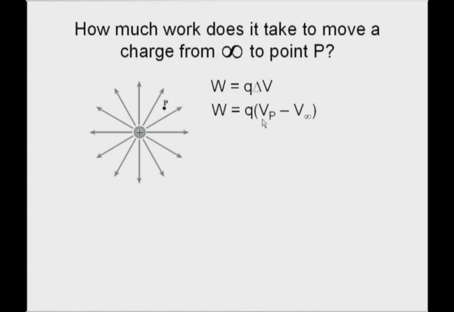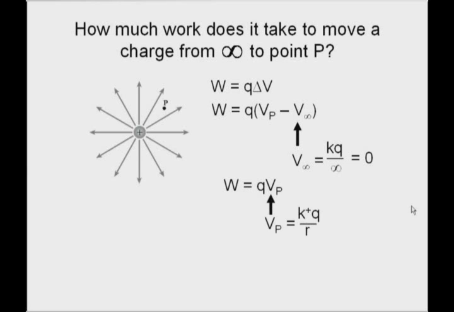So the work is going to be Q times V final minus V initial. V final is the V at point P here, and V initial is the V at infinity. If I put in infinity for KQ over R, this number becomes 0, which reduces our formula down to Q times V, which is the formula we were saying last week. It was the potential at that point. I can put in KQ over R for this potential, and we get a new formula, KQQ over R.